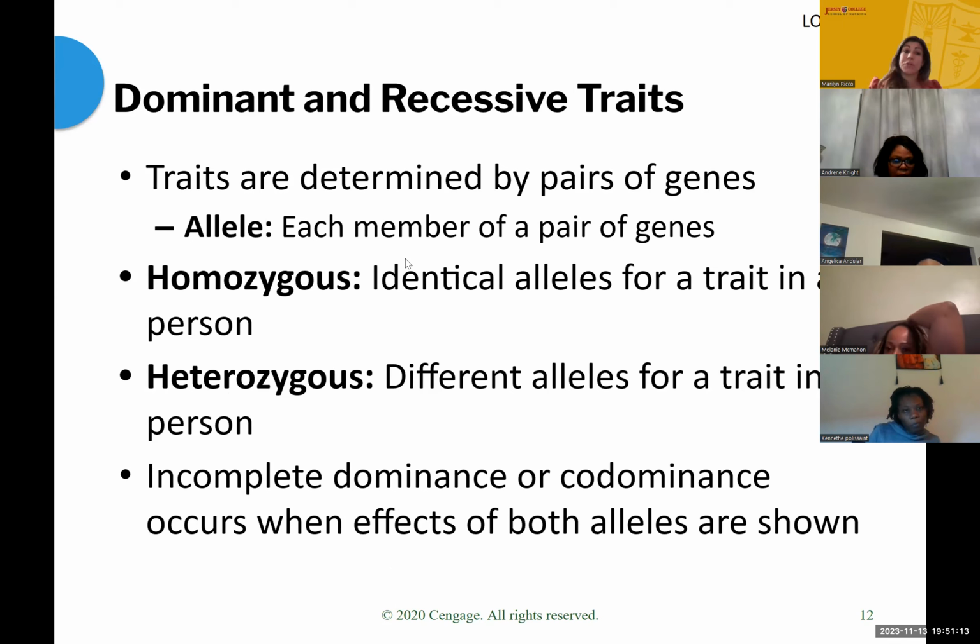Then we have the different types of traits, right? So dominant and recessive traits. And that goes with twins as well, right? You have to be a carrier to have twins. It's a trait that you would carry. So traits are determined by a pair of genes, which are the alleles, and each member of a pair of genes. And then we have homozygous, which is the identical allele for a trait in a person, and heterozygous is different alleles for a trait in a person. Incomplete dominance or codominance occurs when effects of both alleles are shown.